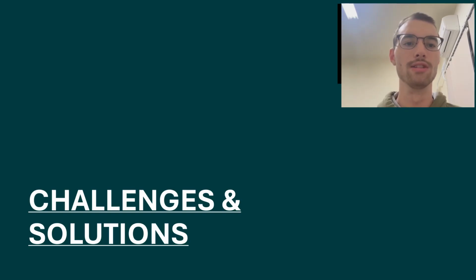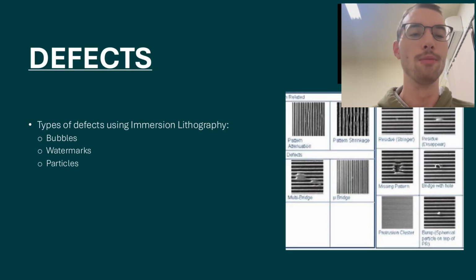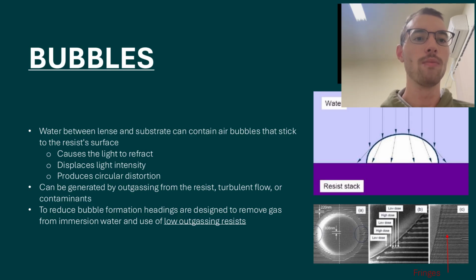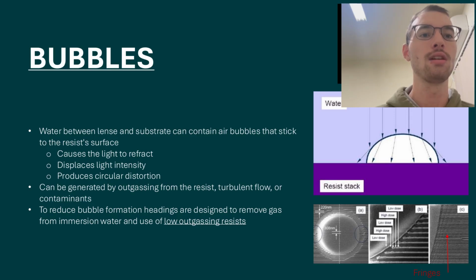I'm going to go over some challenges with immersion lithography. Immersion lithography is prone to many defects such as bubbles, watermarks, and particles. During the process, water between the lens and substrate can contain bubbles that stick to the resist surface. This can cause light to refract, which displaces the light intensity, causing circular distortion. This can be generated by outgassing from the resist, turbulent flow, or other contaminants. To reduce bubble formation, systems are designed to remove gas from immersion water, along with the use of low-gassing resists.